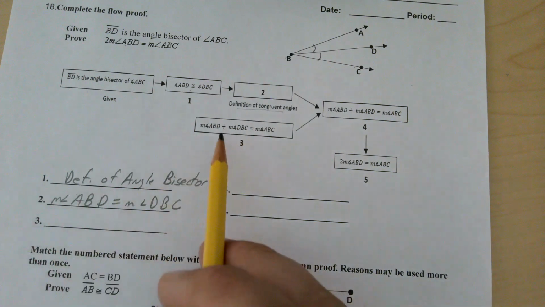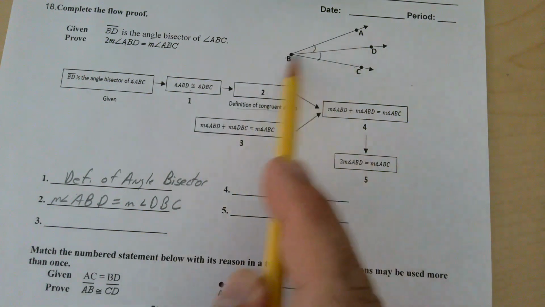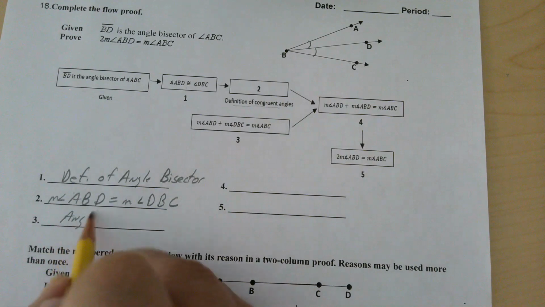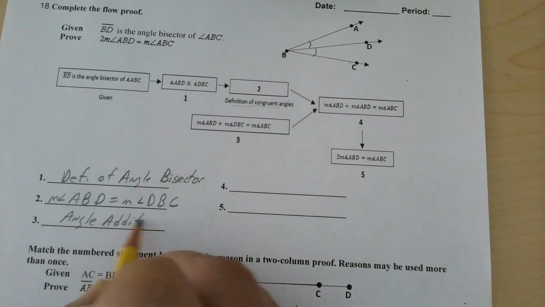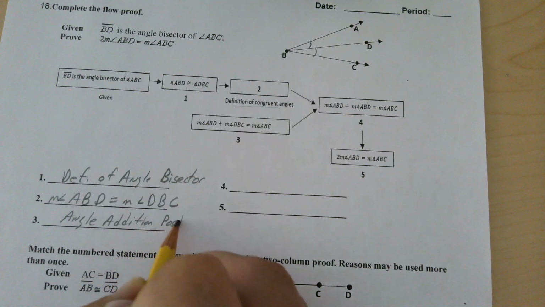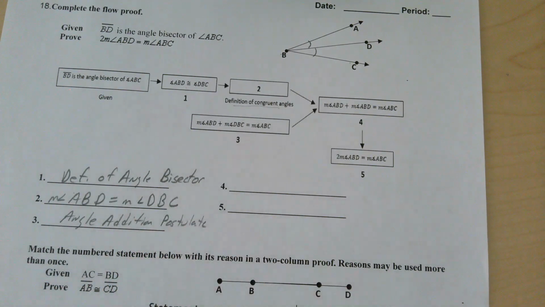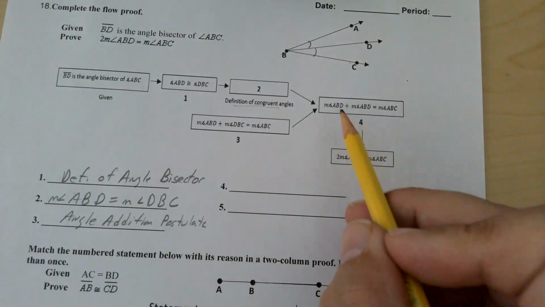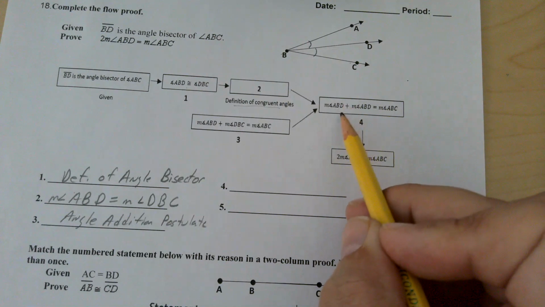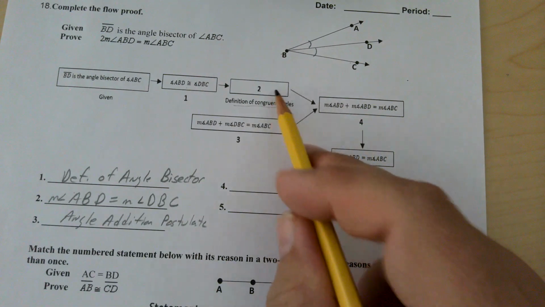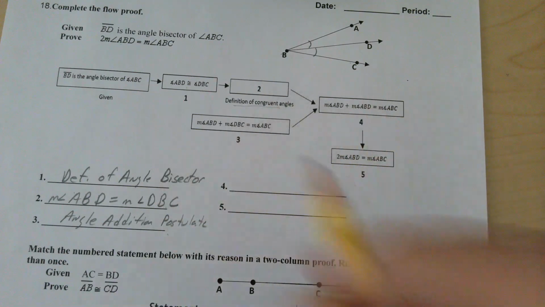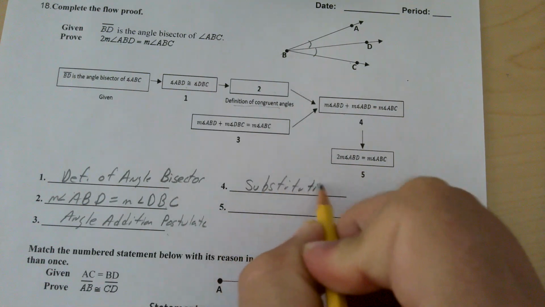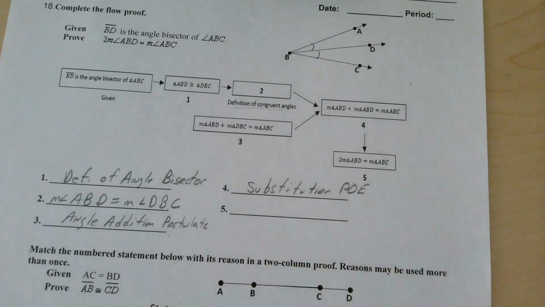Okay, then I'm hoping you realize you can add the 2 smaller angles together, and that's simply the angle addition postulate. Okay, so we have that. And then step 4, realize I can simply substitute them. I can replace. So to be able to go from these two statements to this is simply substitution. And it's a property of equality.